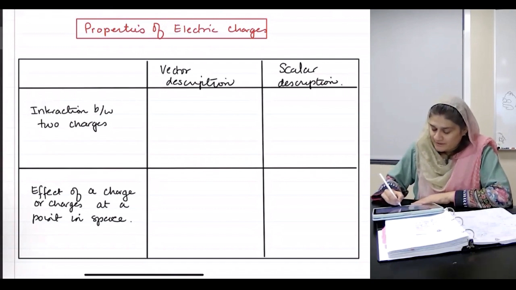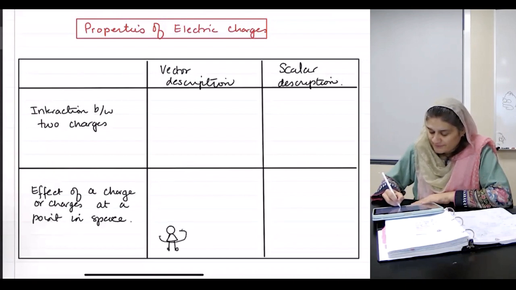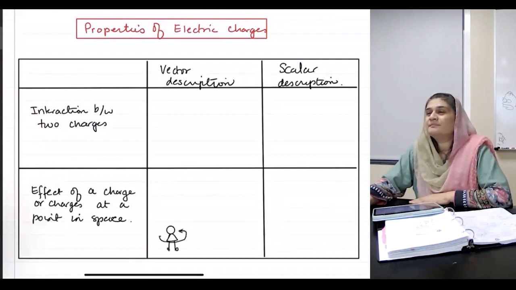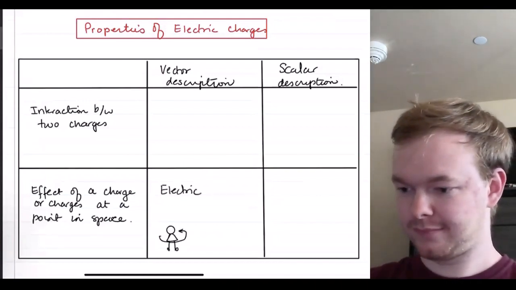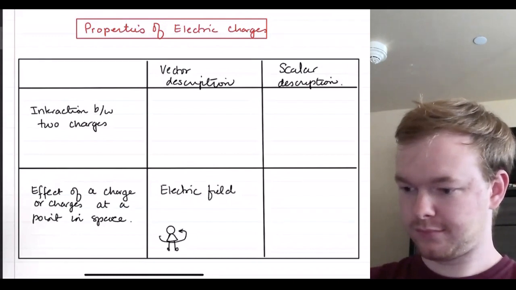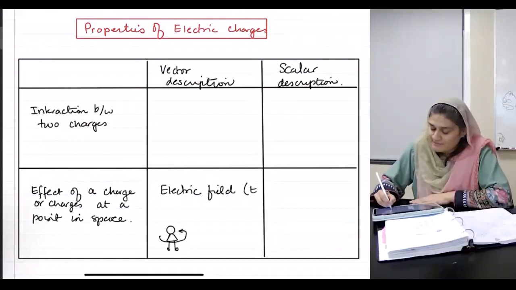And I want you to make the girl that we've always made twirling. So our handy dandy picture in one corner. And so this box with the girl, what should I label it? Field? In this case, what kind of field? Electric. Excellent. And I'm going to call this E.